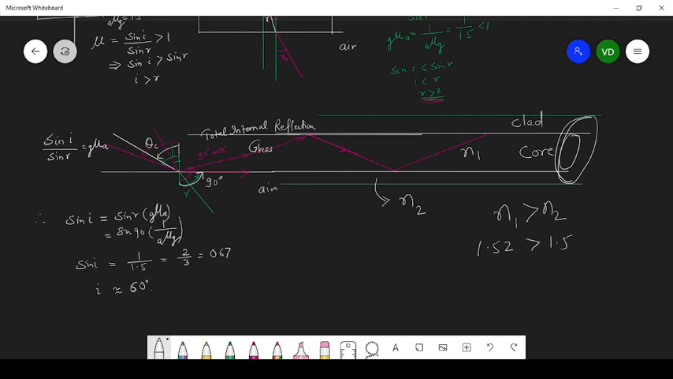So this way you can understand how the total internal reflection is taking place. Okay. In the next video, we'll learn how we can calculate the outer angle, where we'll try to find out the angle of acceptance, so that the light will travel like this. And if the angle is more than the acceptance angle, it will go into the clad and then it will get lost. Okay.